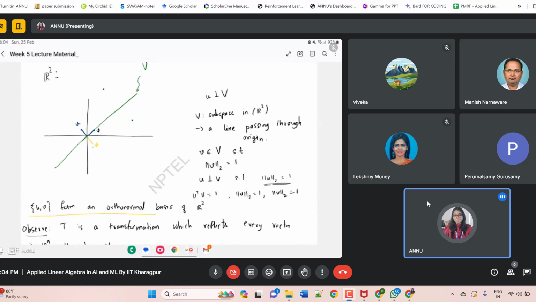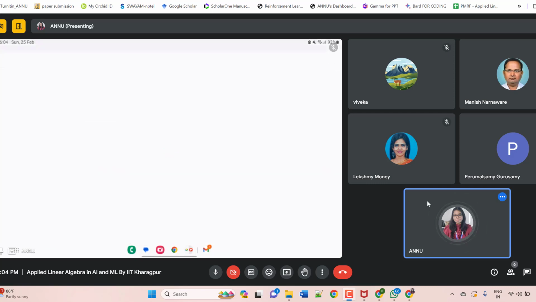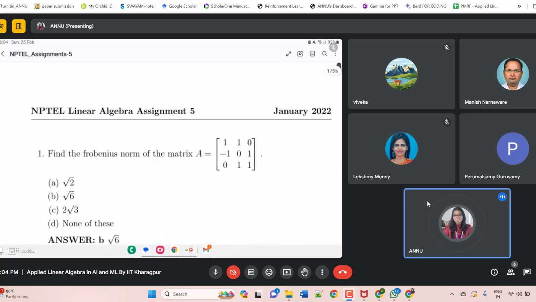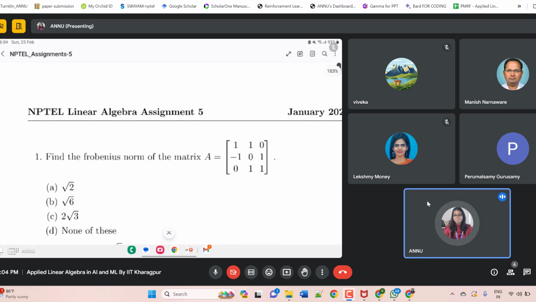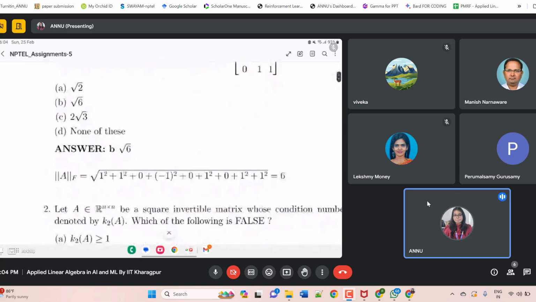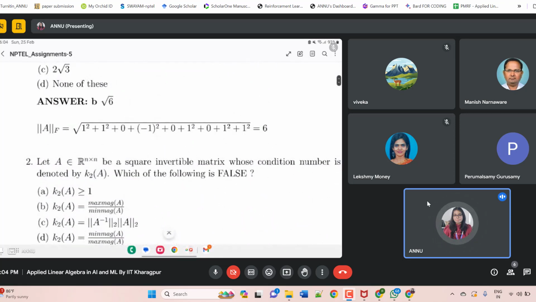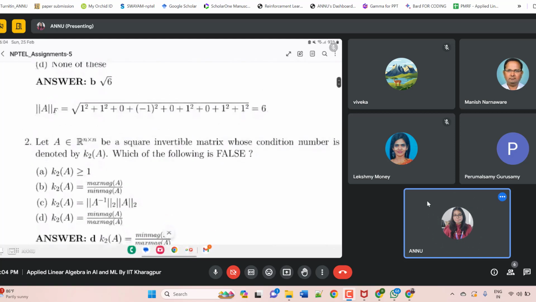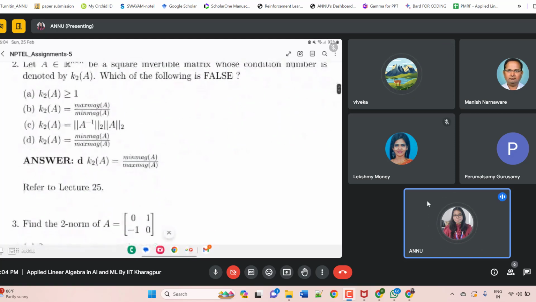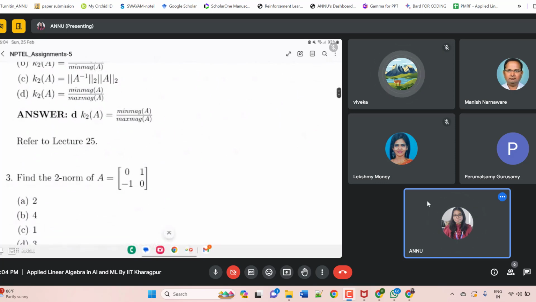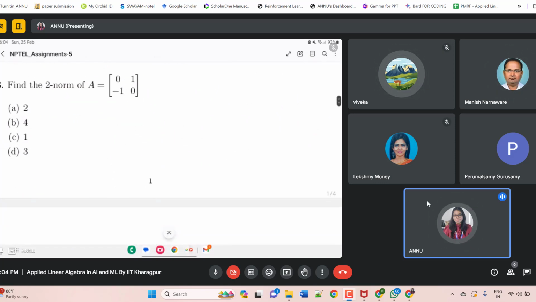Like if I open my problem now, you can see. This is NPTEL assignment 5. These are some of the questions based on the Frobenius norm. Then I have to check what this year's problem is. Which of the following is false? Condition number. If you have seen the video on condition number, then what is that condition number? This is basically about the values. So we have to think with this. Refer to lecture number 25. Then what is the two norm? These are some of the questions.